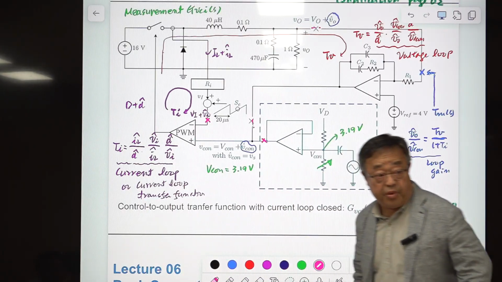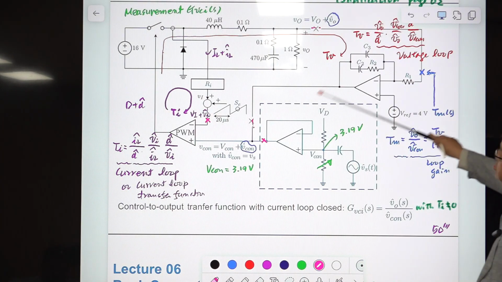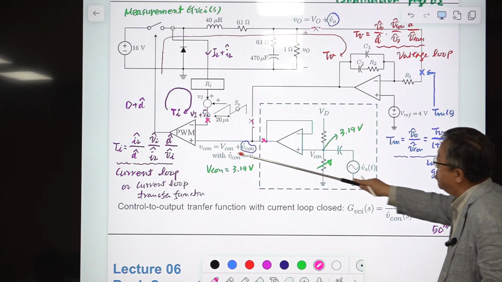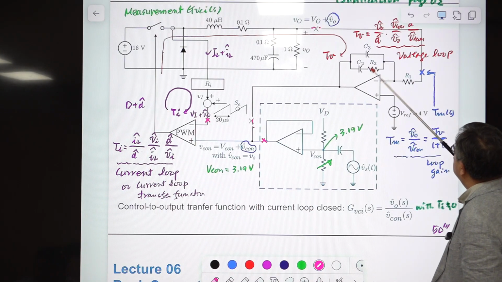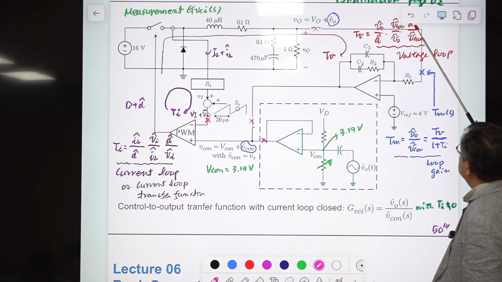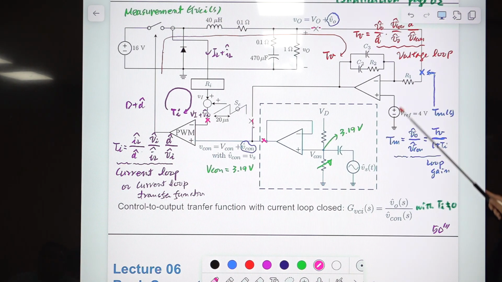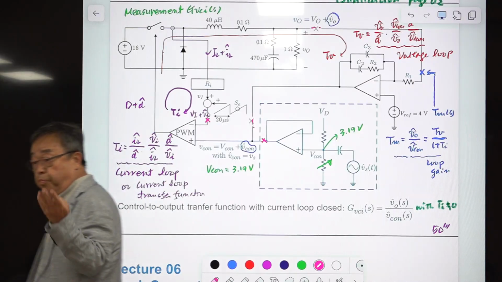That can be called the voltage loop. So the voltage loop is this one. This is your duty ratio to output transfer function, and output to control transfer function. This is the voltage feedback compensation, and the last one is the modulator gain Fm prime. This is called the voltage loop. So current loop, voltage loop.